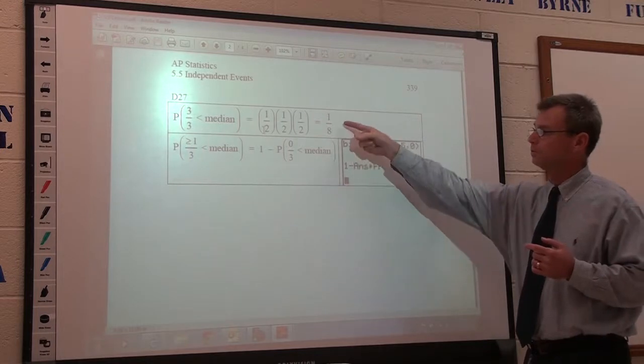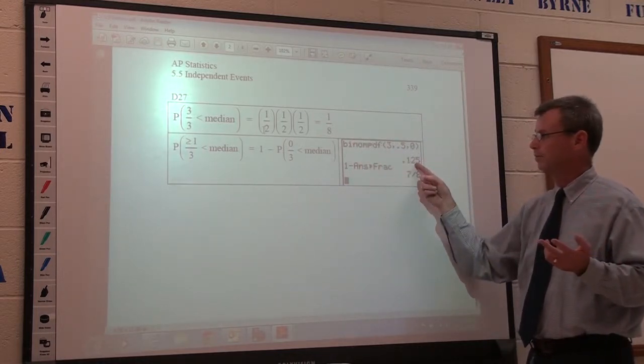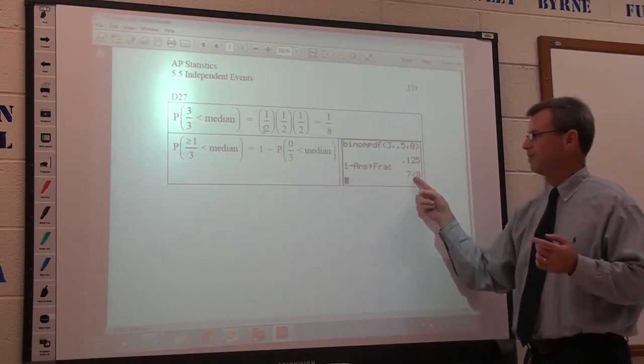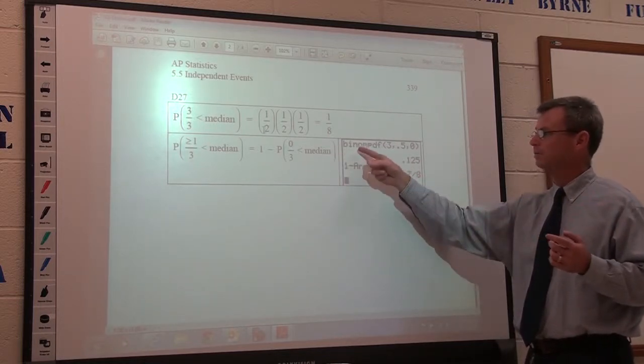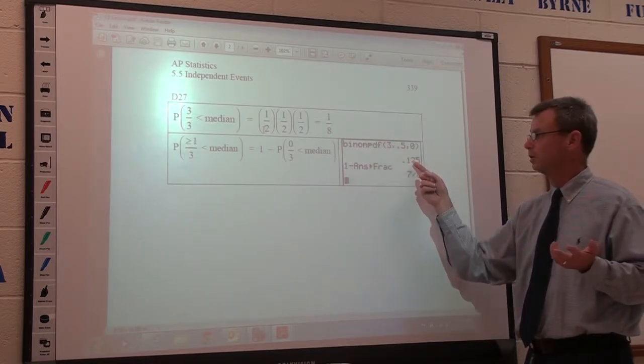So, the first answer, that you go 3 for 3 below the median, is 1/8. The second answer is 7/8. And we can use the binomial formula to calculate the first one. It gives you the same answer.